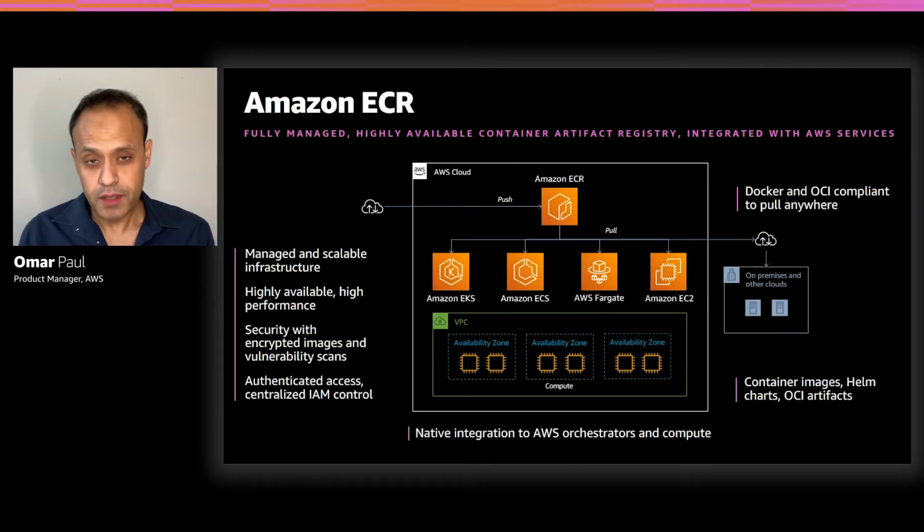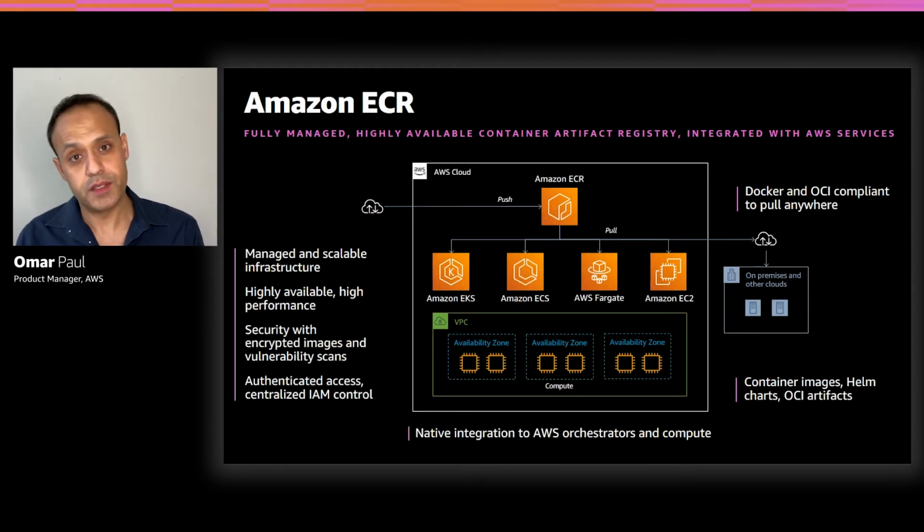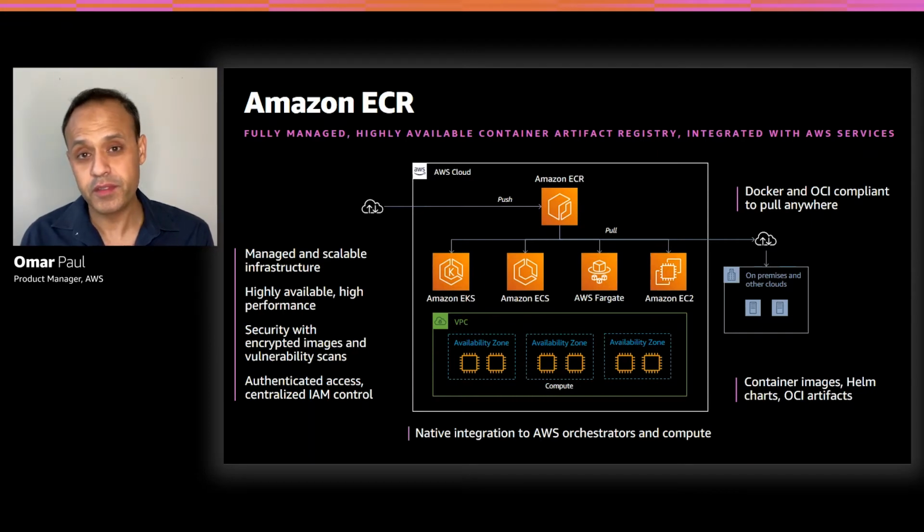So ECR, as you know, is a fully managed container registry, which is operated and scaled by AWS, compliant with the OCI and Docker, and natively integrated with AWS container orchestrators and compute. It removes the undifferentiated heavy work that you may have to do to operate and scale a registry. We do work to add value, such as native vulnerability scans, security encryption, and centralized access control, so you don't have to worry about the registry and you can focus on building and running your containerized applications.